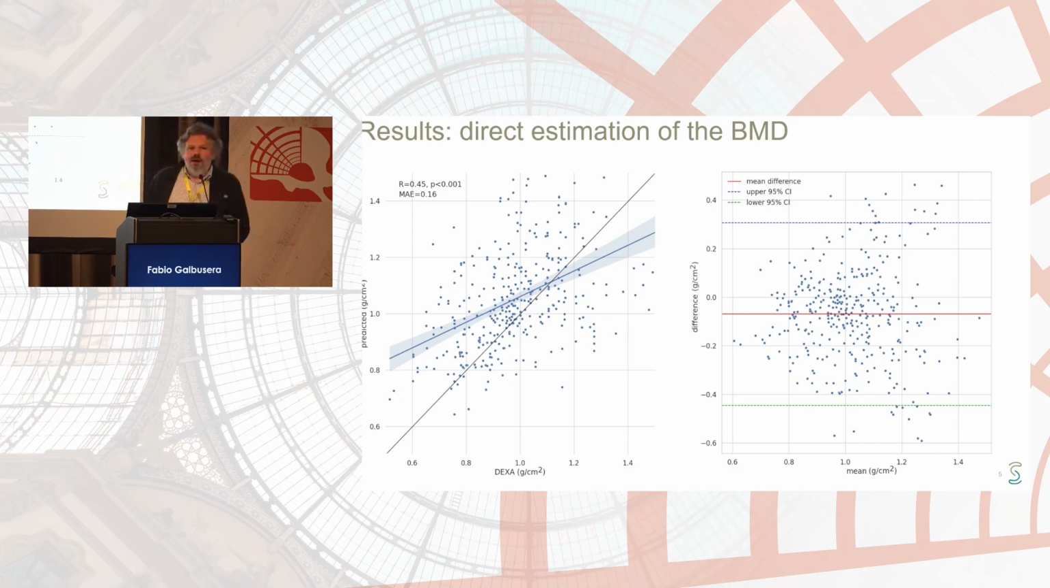So we have an R of 0.45. There is definitely a correlation, statistically significant, but it's not that strong. And the mean absolute error of 0.16 is not that great. So it's something that works, but maybe it's not ready for clinical use. So we decided to change the strategy a little bit.